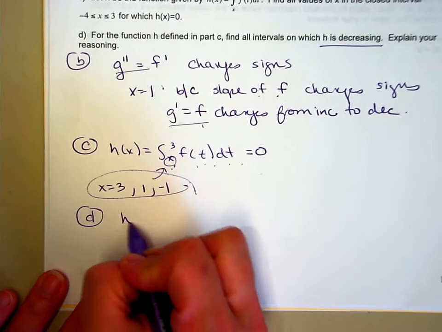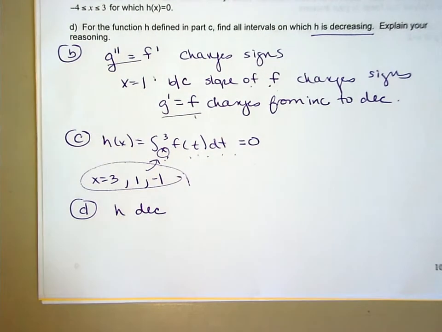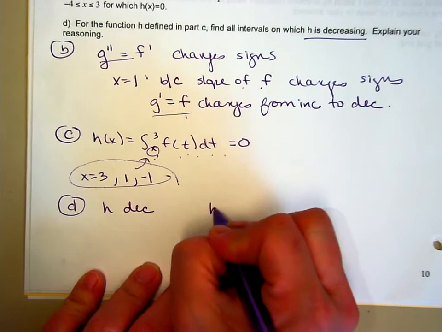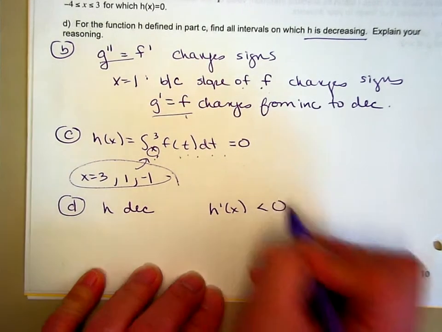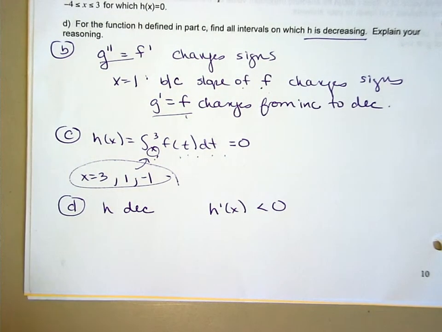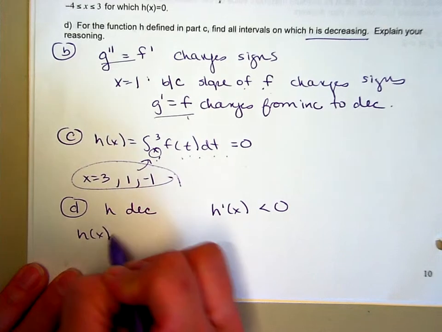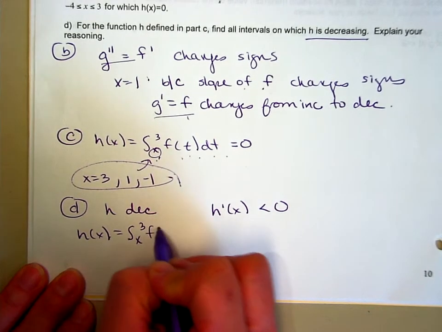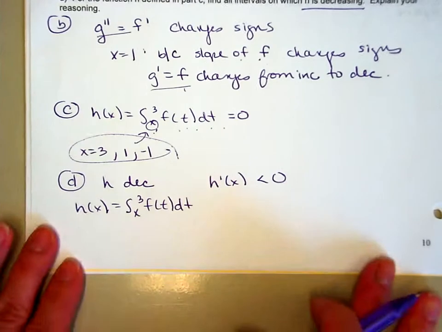h decreasing. As soon as you see that word decreasing, you should be thinking this: h prime of x is going to be less than 0. Okay, write that down. Well, what did they tell us h of x is? h of x is this. So what is h prime of x?